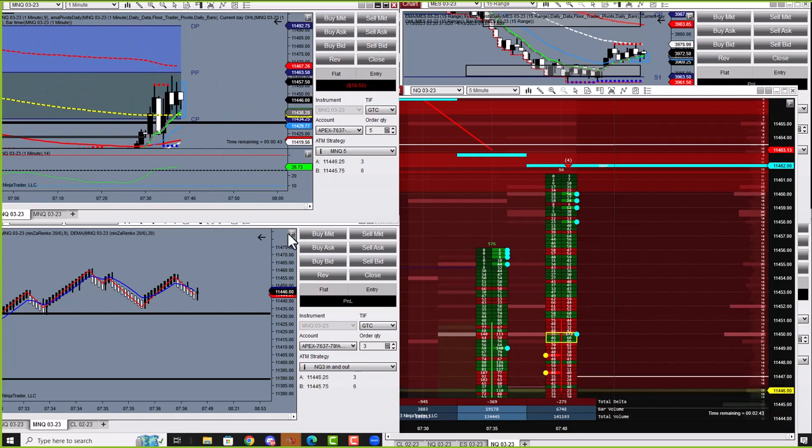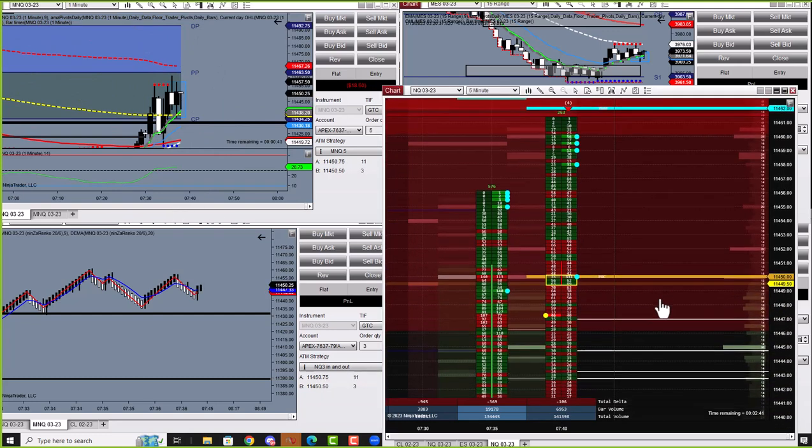I'm watching. Not that it can't be done. Look, you got a 345 buyer right here at POC. 340 buyer at POC. Do you see it? Yep. 350. They're buying 11,450 right now.